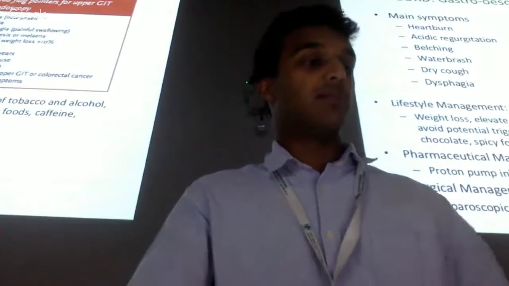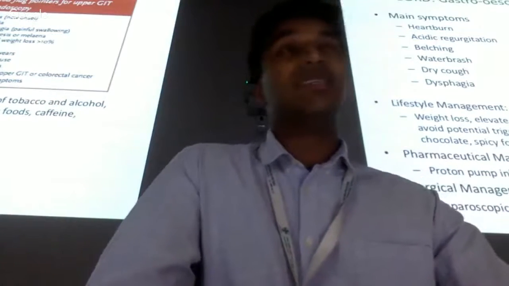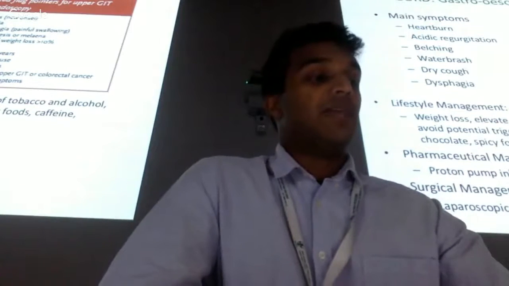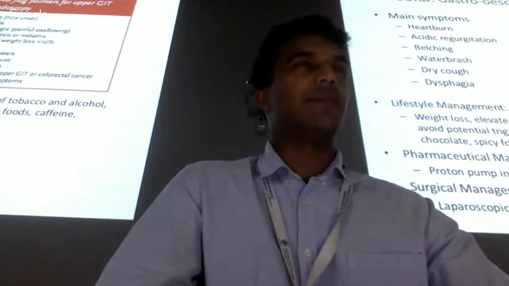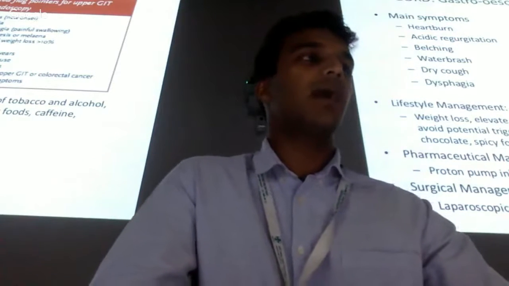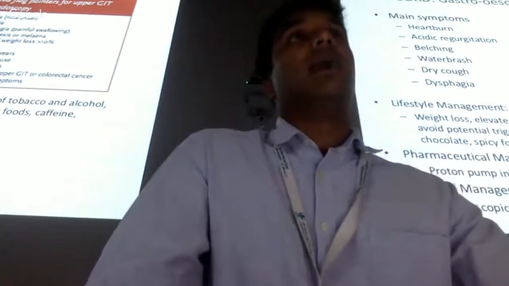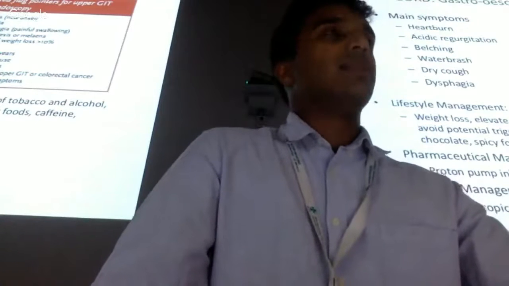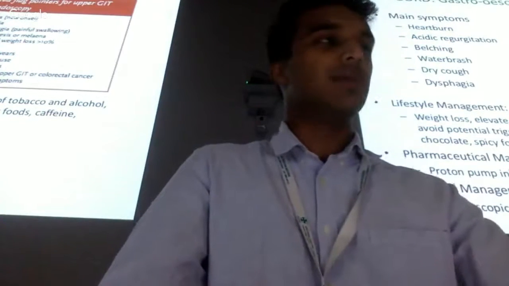Pharmaceutical management, proton pump inhibitor. These are the most potent inhibitors pharmaceutically of gastric acid secretion. They irreversibly bind to the hydrogen potassium ATPase pump. A typical proton pump inhibitor is esomeprazole, and you can give that, I think, 20 milligrams orally daily, and you generally give it about 30 minutes to an hour before someone's meal.